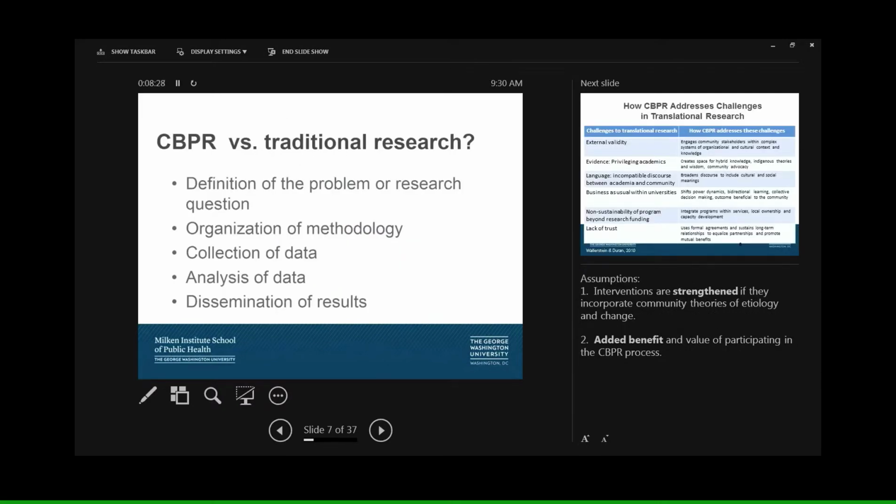So what's the difference between community-based participatory research and traditional research? It's different, again, in all the different steps. So all the way from the definition of the problem, where we're actually forming a partnership to identify what the needs are and how we're going to address those needs and what the research question is.